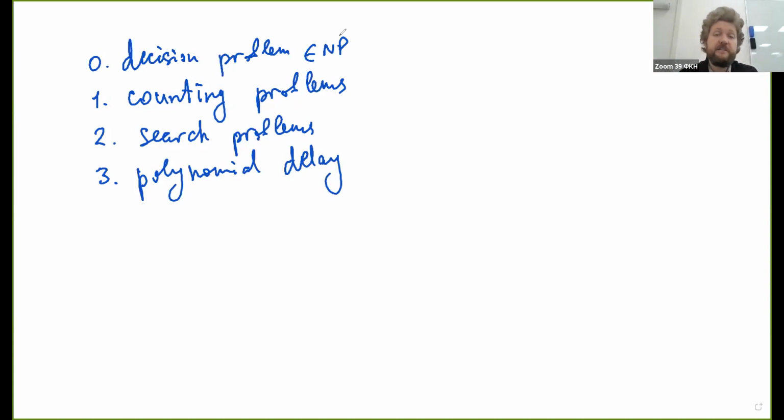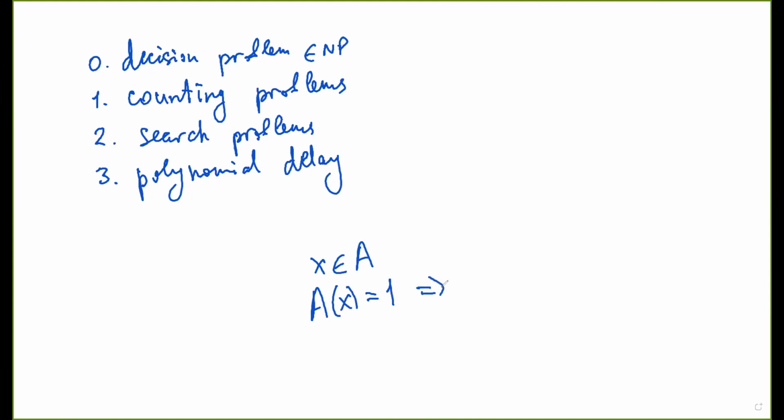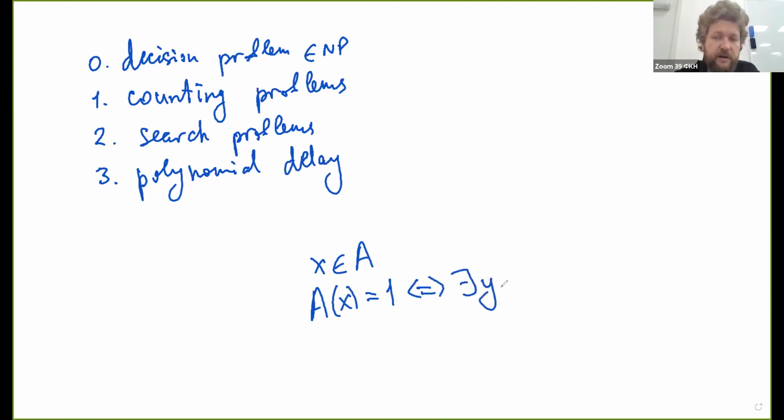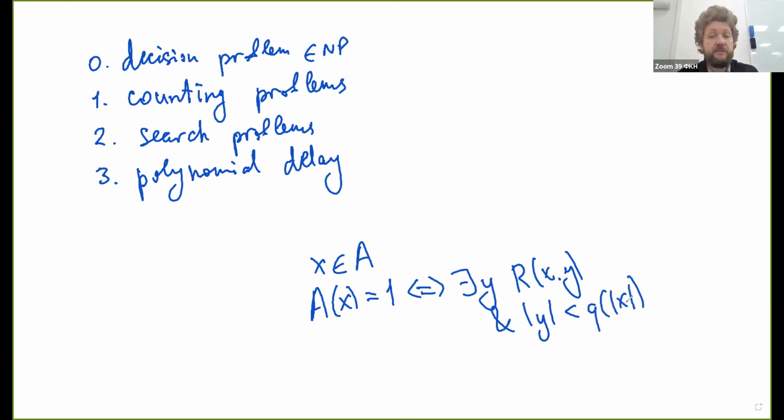So what does it mean, the decision problem? Decision problem means that you will have something like x belongs to A, or A of x is true. The result is 1 if and only if there exists a hint y such that R of x,y, and the size of y is bounded polynomially, because otherwise we can find a very long hint. So this y is called the witness or the hint. This is the NP witness, and it usually has a very nice meaning. For example, in SAT, it is the satisfying assignment. In Ham path, it's the path, stuff like that.